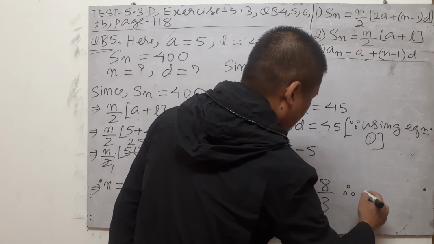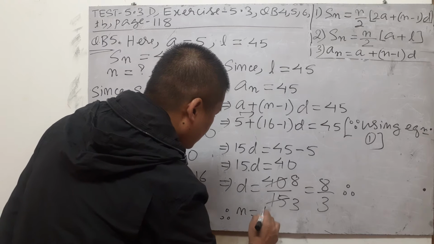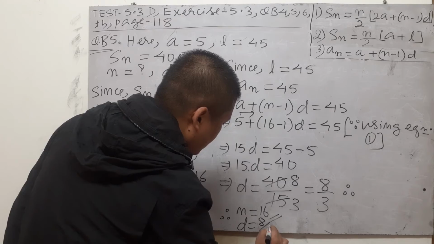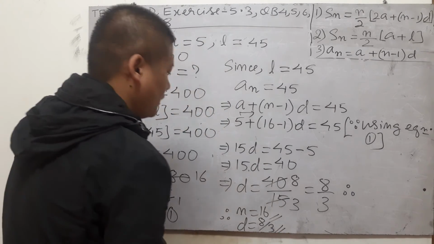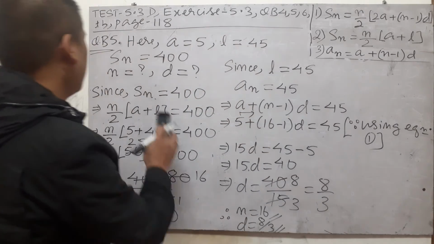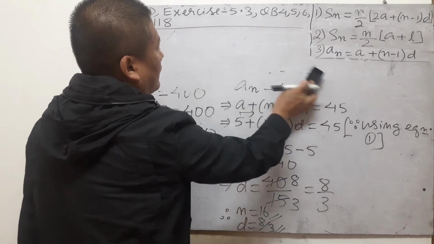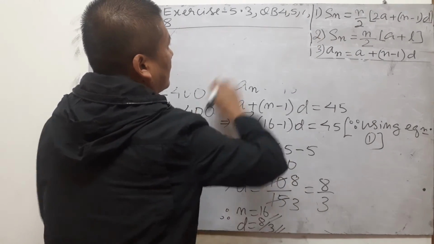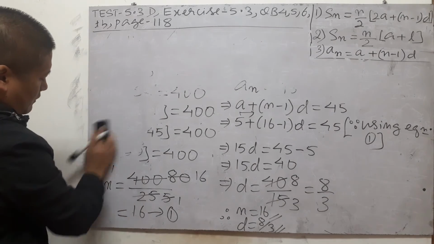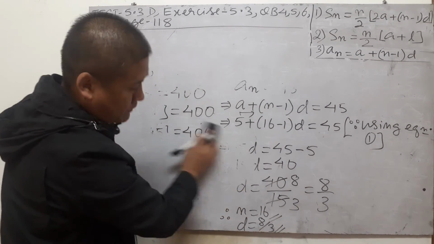Therefore our answer is, you can write here, n is 16, the number of terms, and the common difference is 8/3. So that solves the second question, question 5, sorry. The last question for this test part, question 6. So next here, go and solve that. 8/3, yes, same as the textbook answer.